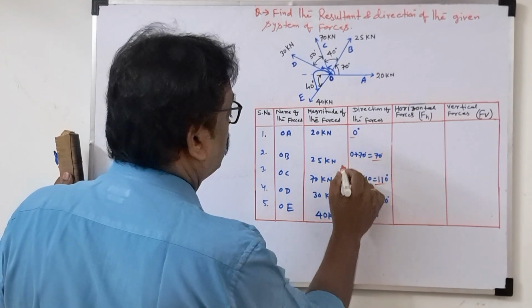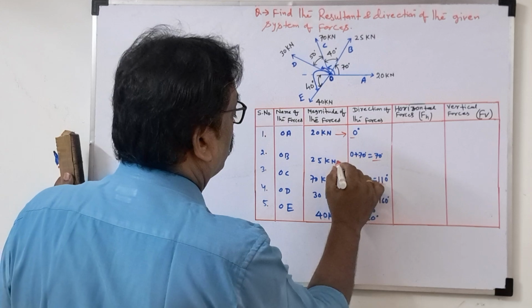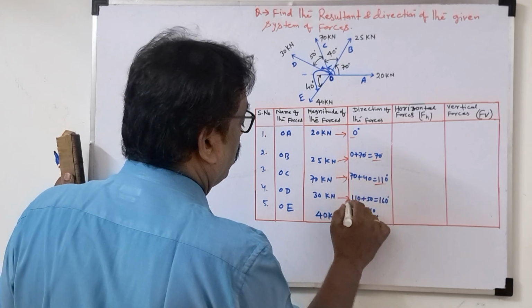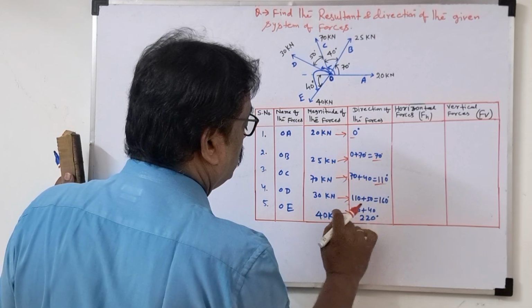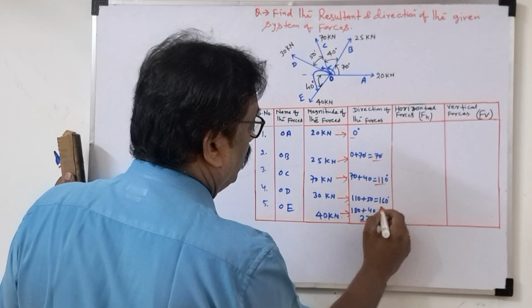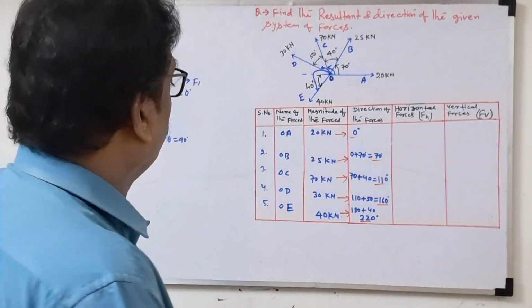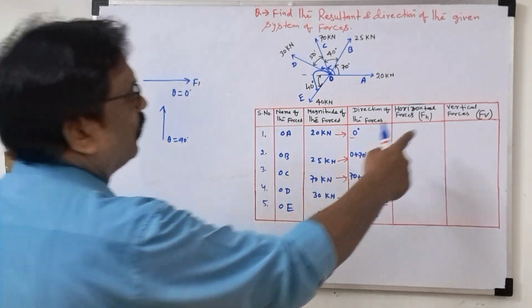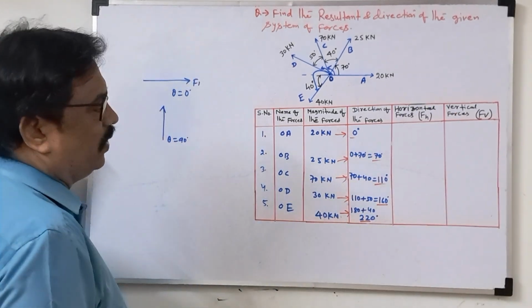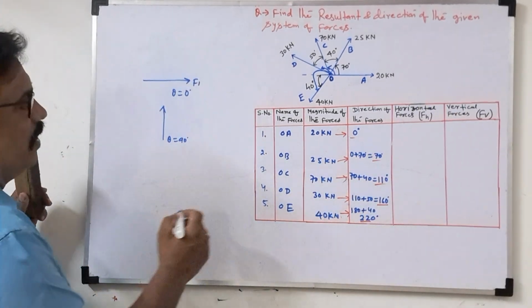1, 2, third one is this. Suppose this is here. And fourth one is 220, 110. So I wrote all. So directions are over. Now horizontal force, vertical force is there. What will we do here?